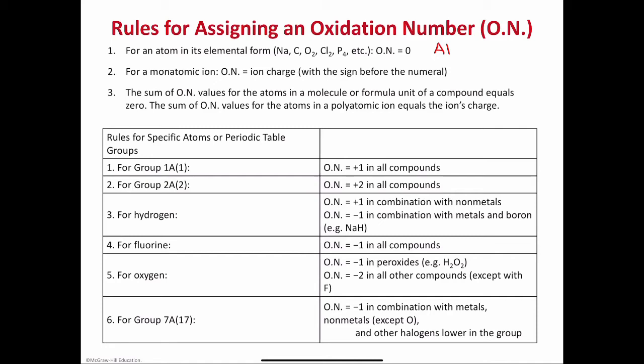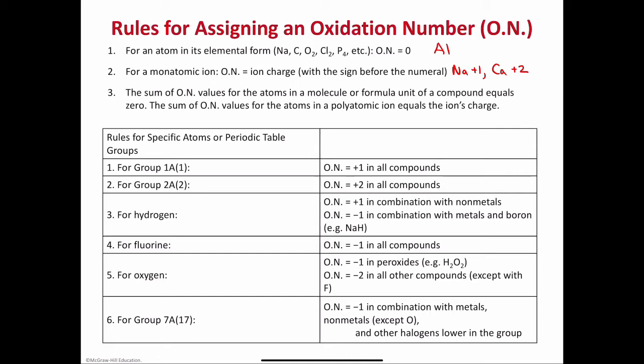For a monatomic ion, the oxidation number is equal to the ion charge. And we put the sign before the numeral. So say, for example, sodium always has a charge of +1, so we would write +1 like that. Let's say we're talking about calcium, we would say it has an oxidation number of +2 because it always loses 2 valence electrons to have a charge of +2. So that's how we would represent oxidation number.